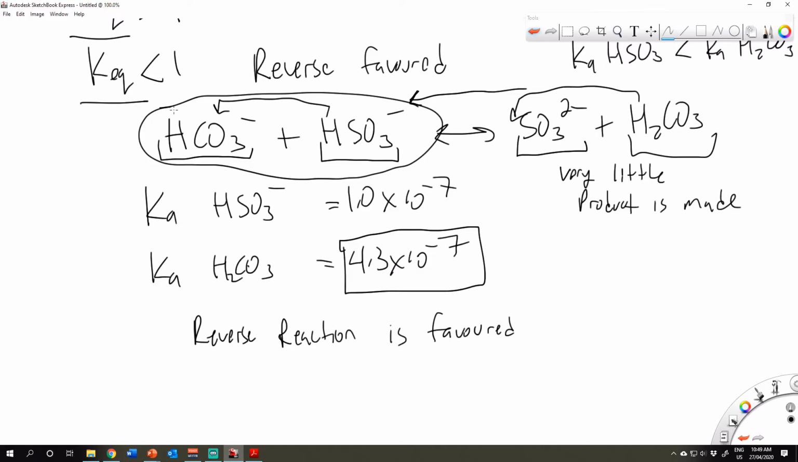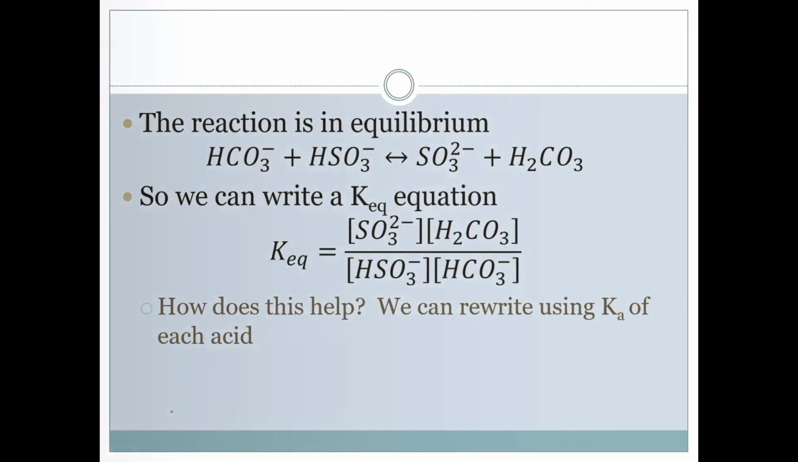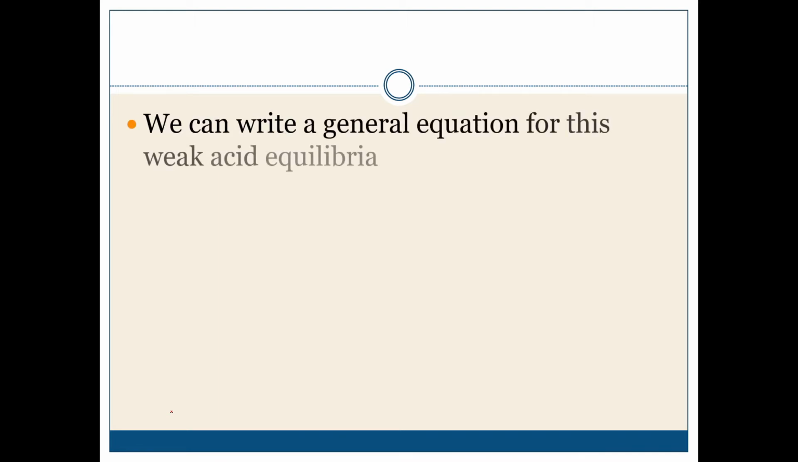It's not to say that the reaction doesn't actually go forward. It goes forward, just not very much, because the H2CO3 is a stronger acid, so it forces the reaction to go backwards. But because HSO3- is stronger than HCO3-, some of the HSO3- is able to give the HCO3- a hydrogen to cause the reaction to go forward. So the end result is that if you are given two amphiprotic substances and you are asked to determine which is the acid and which is the base, all you really need to do is determine which Ka is bigger.